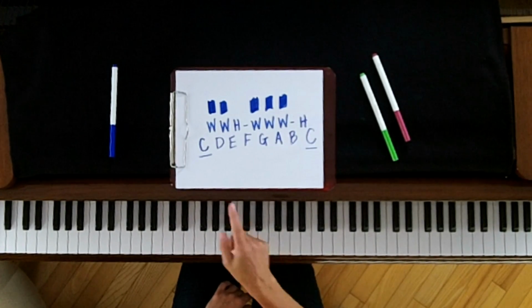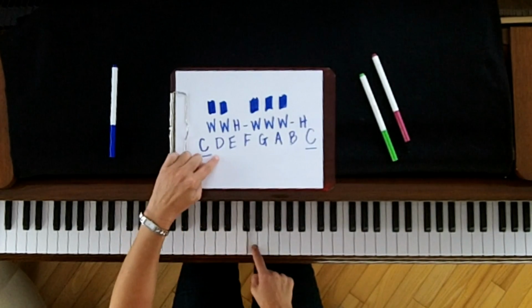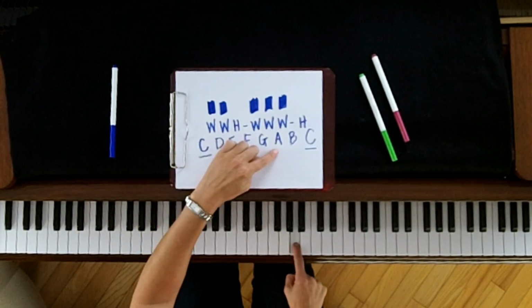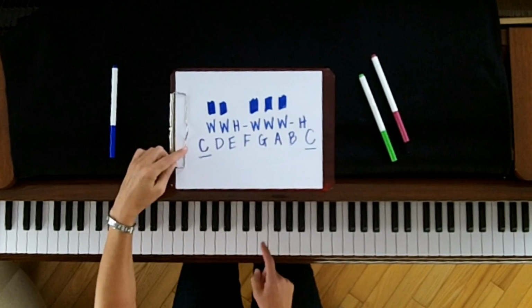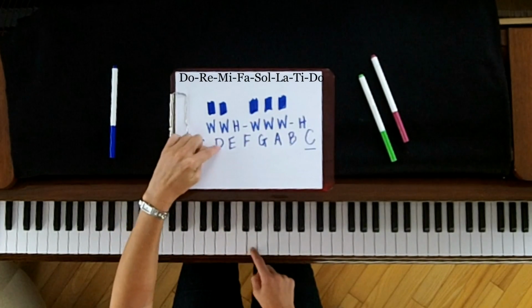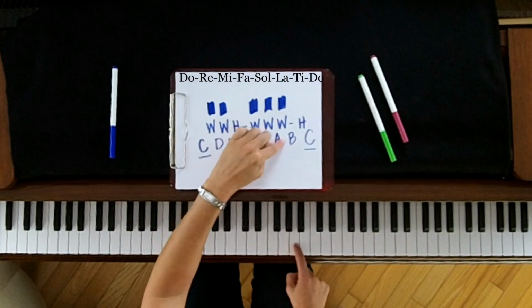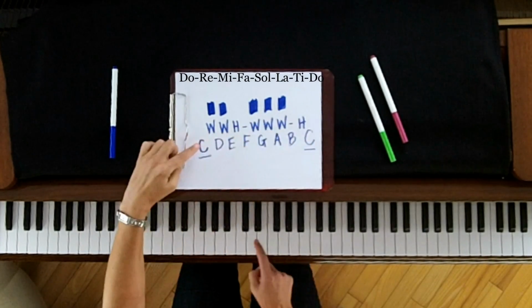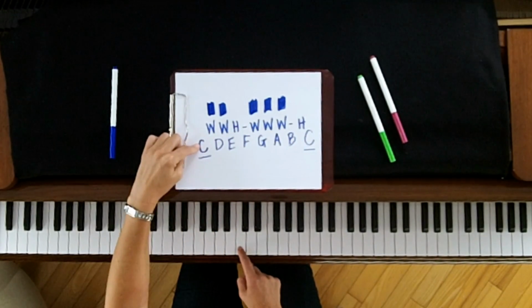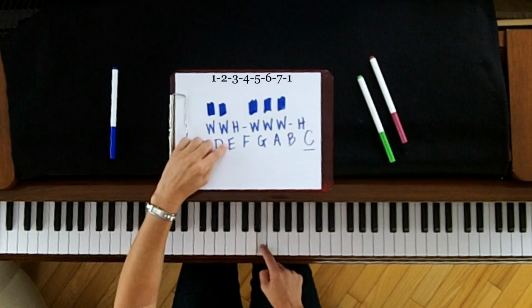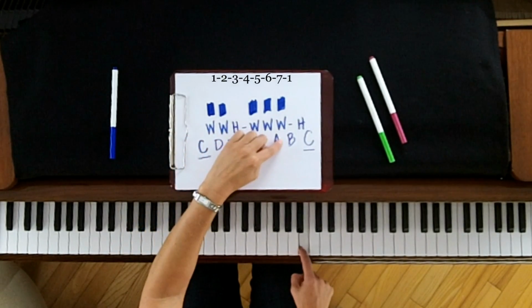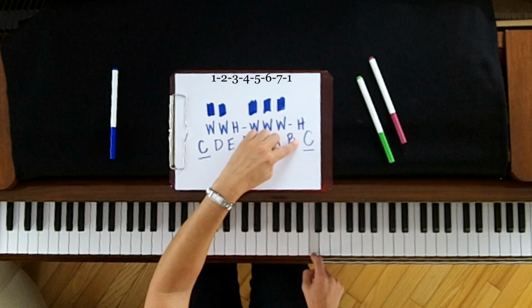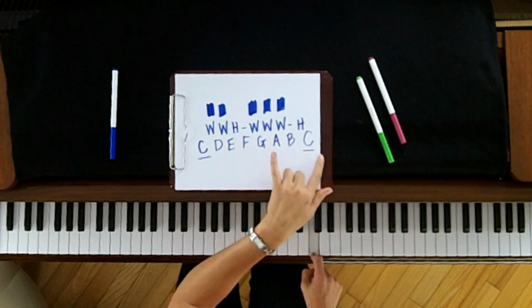So the notes of the C scale then are C, D, E, F, G, A, B, C. And we can also say do, re, mi, fa, sol, la, ti, do. And in other cases, we'll refer to these by numbers. 1, 2, 3, 1, because C is number 1.